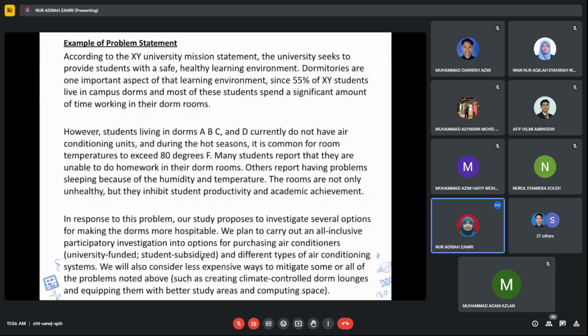So let's look at the sample. In response to this problem, our study proposes to investigate several options for making the dorms more hospitable. We plan to carry out an all-inclusive participatory investigation into options for purchasing air conditioners and different types of air conditioning systems. It can be university funded, student subsidized. We will also consider less expensive ways to mitigate some or all of the problems noted above, such as creating climate control dorm lounges and equipping them with better study areas and computer space.